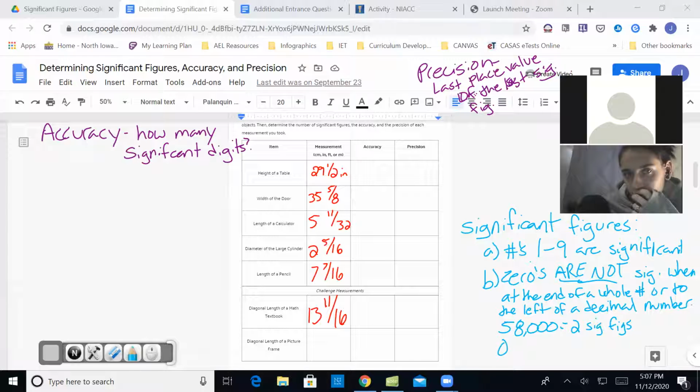And if we had 0.014, the 2 zeros in front, since they're to the left of our decimal number, we ignore those. 1 and 4 count. This also has 2 significant figures.